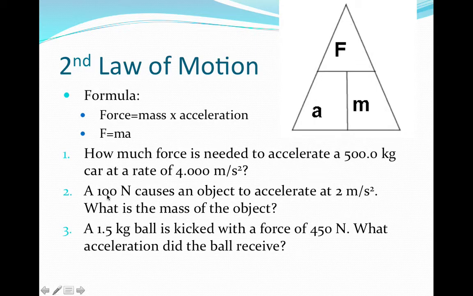The second problem says 100 Newton causes an object to accelerate at 2 meters per second squared. What is the mass? So here we're solving for mass. 100 newtons, that newton is a unit for force. So that is a force right here, and it's going to cause an object to accelerate at 2 meters per second squared. So we have a force up here, we have an acceleration, one on top, one on the bottom. Come up with your answer, let me check it.